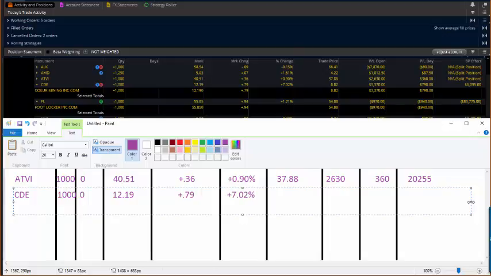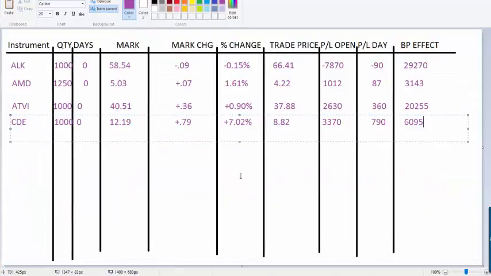First of all, if you can make 7% in a month, you had a damn good month. You make 7% a day. That's a big, big move on that stock. Trade price is at $8.82. PL open is $33.70. PL day $7.90. BPFX $16.95. So why are we doing that part? Well, information gathering. It's a good exercise to have to take something from a digital screen and put it on a piece of paper. Now I'm on a digital screen twice here, or a spreadsheet.